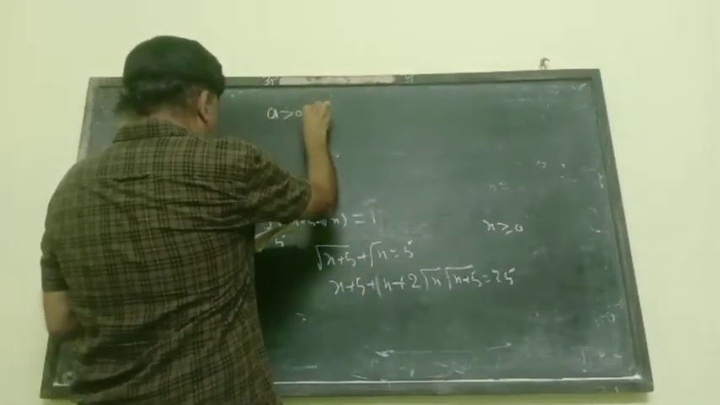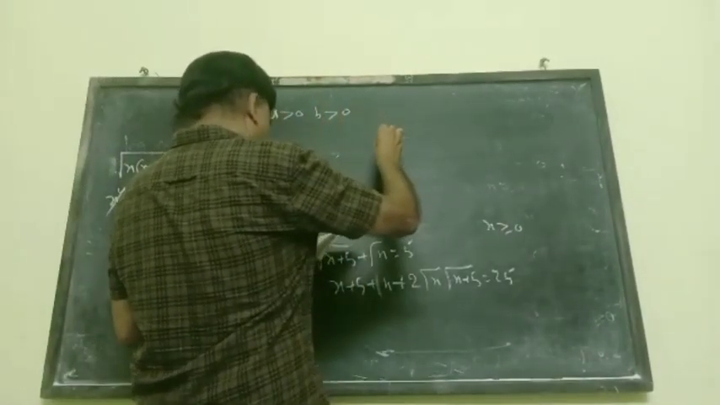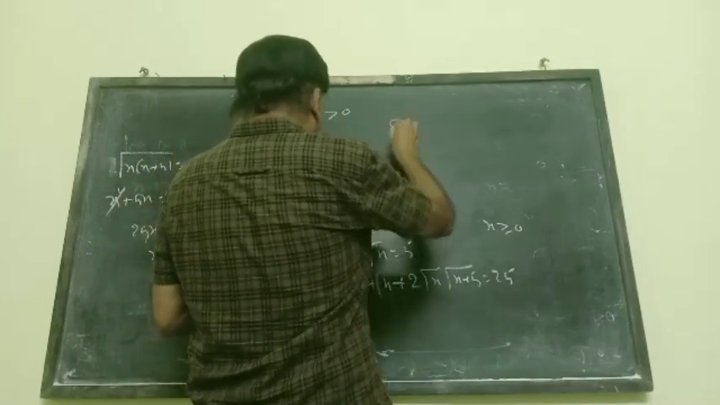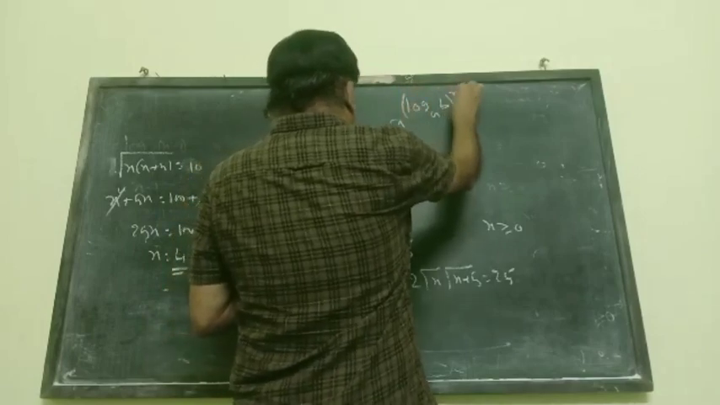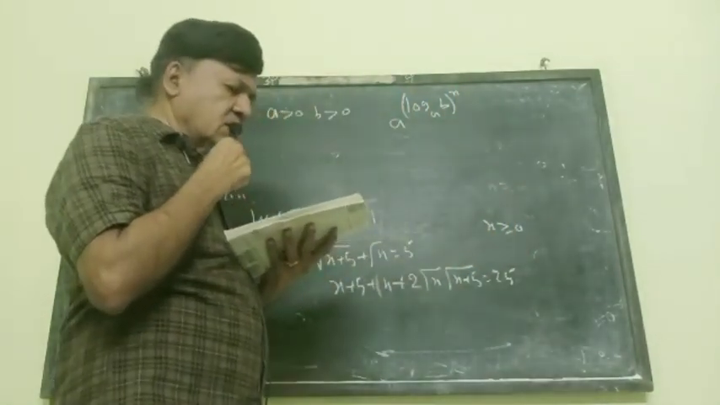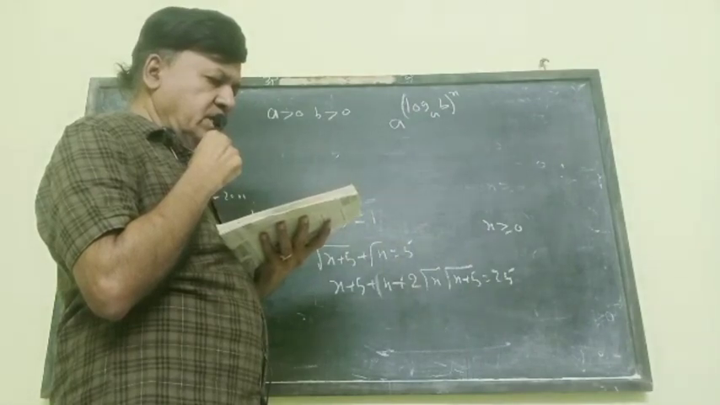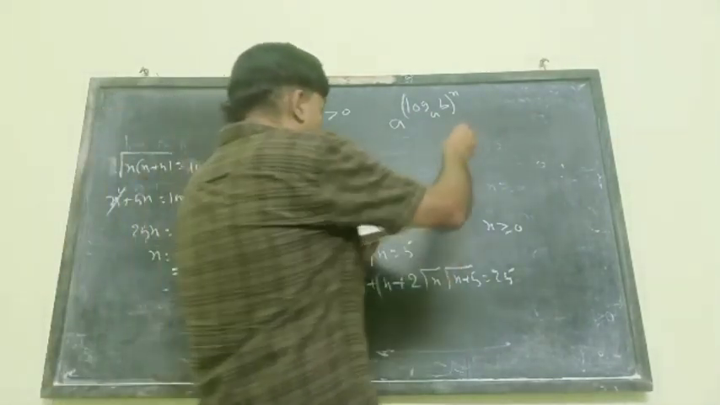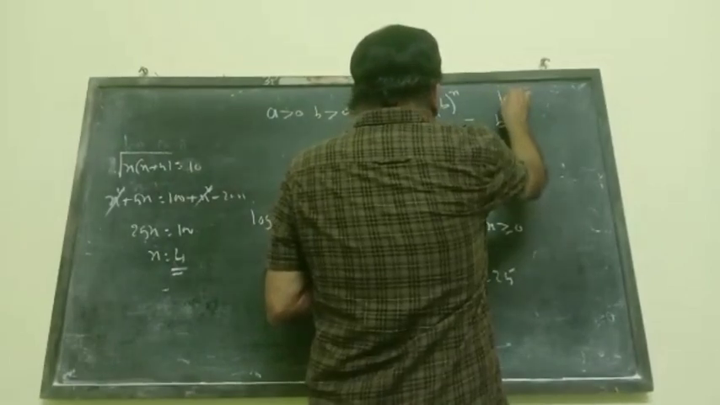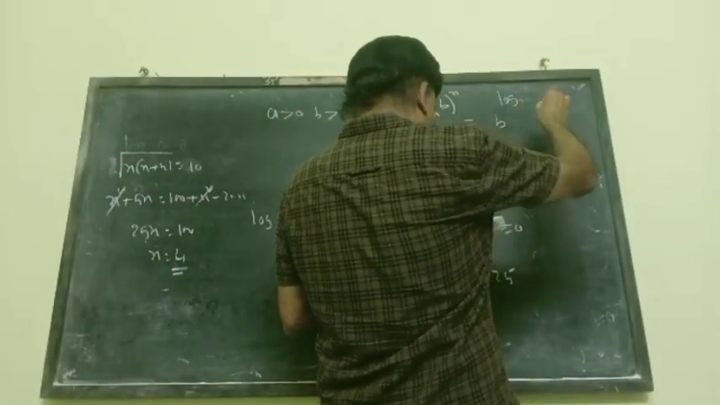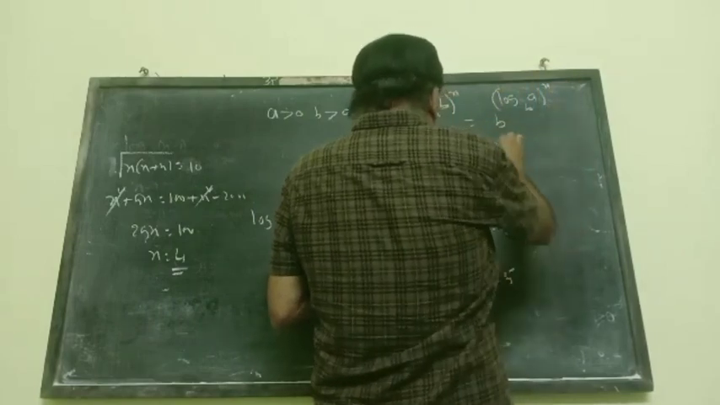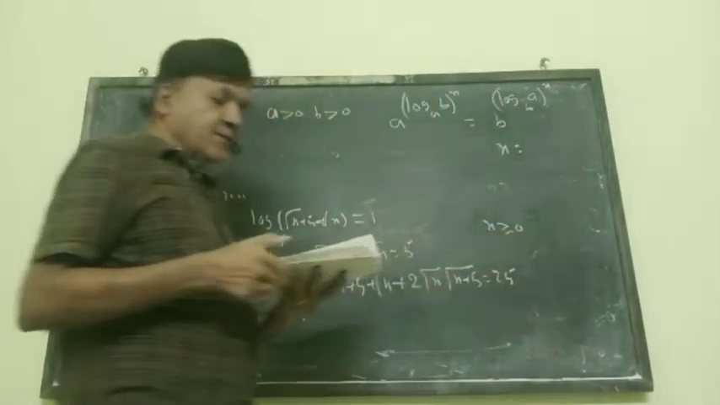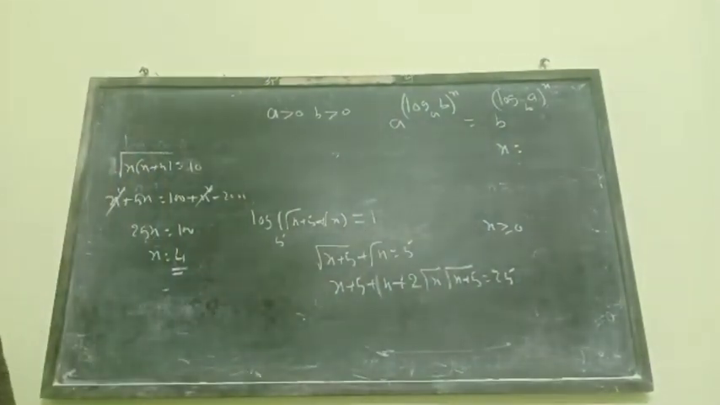A greater than 0, B greater than 0. A to the power of log B to base A whole power x is equal to B to the power of log A to base B whole power x. Find the value of x. This is our next question.